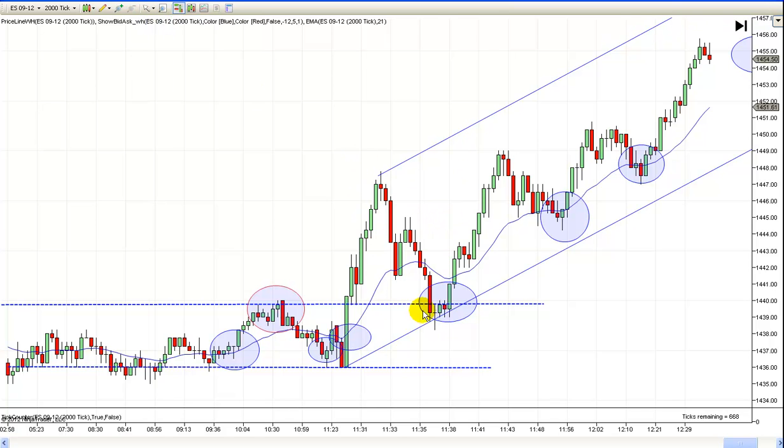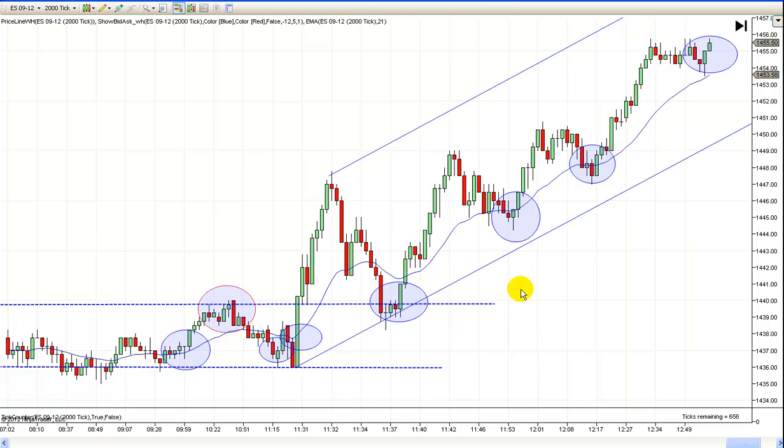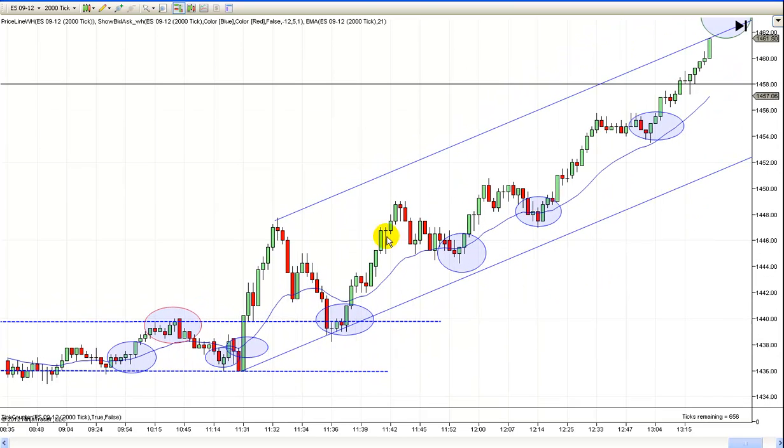So that two-legged correction back to test the breakout area again was a nice clue that we probably were going higher. And there was actually a second entry long right here, although I didn't like this one as much because there's several overlapping bars right here in a row, and it's just not really a great setup, even though it would have worked.